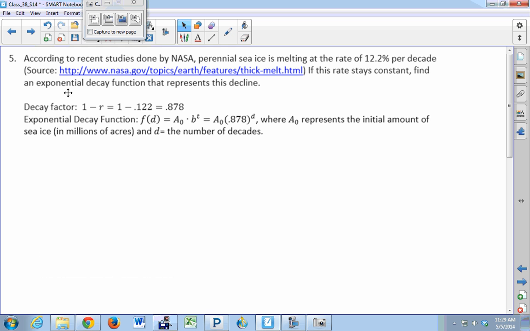All right. So we've talked about exponential growth. How do we convert these rates if it's a decay? If something's decaying versus growing. Yesterday I got this right off the web, and here's the URL. There was a NASA report about perennial sea ice for the Arctic. Perennial sea ice is the sea ice that doesn't melt over the summer and it stays all year long. So they've been recording the area of perennial sea ice over time.